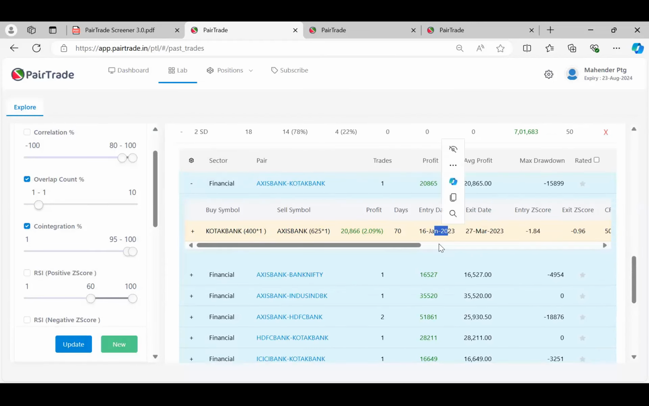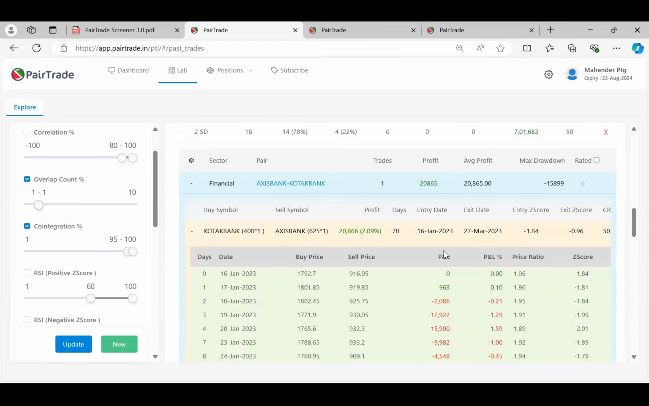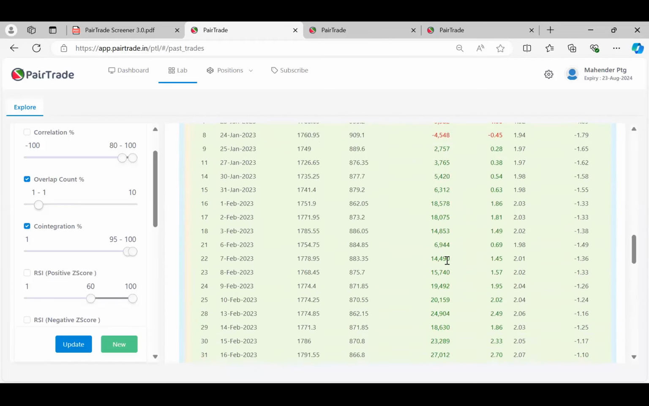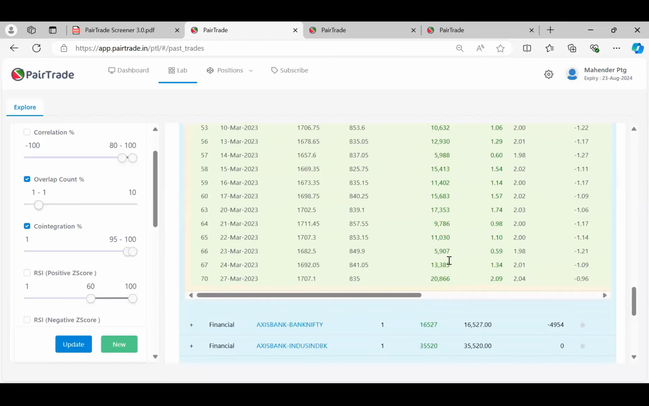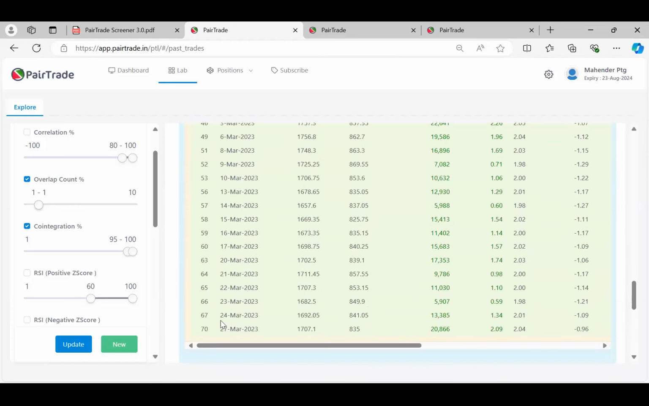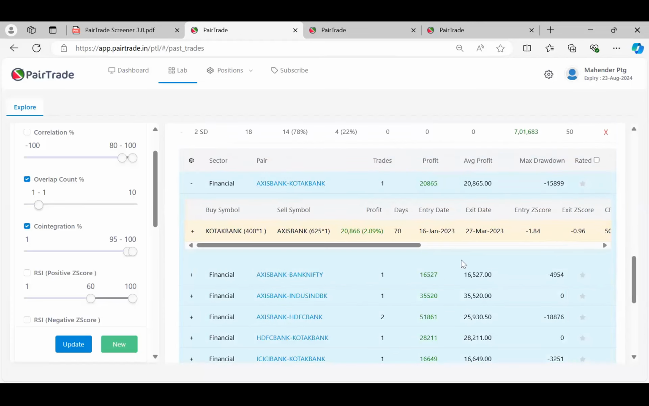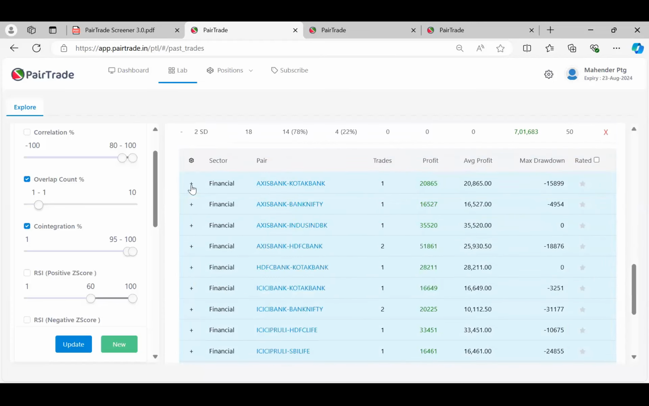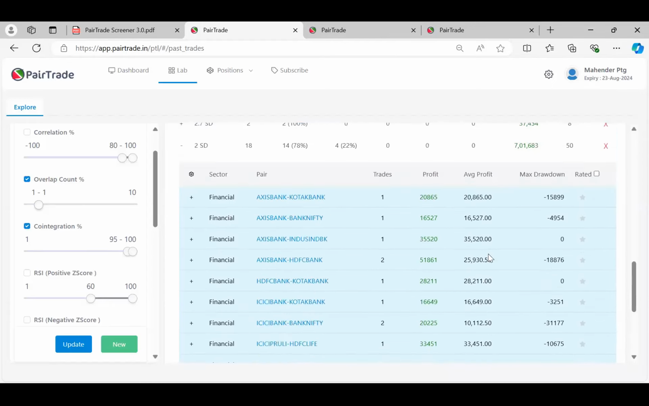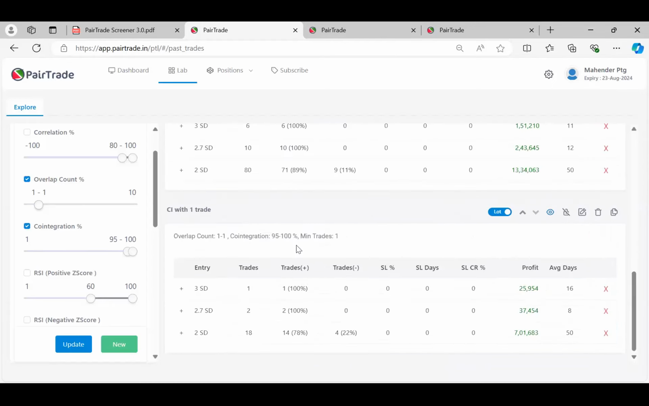This is 2023. I can further expand and see how the pair has performed. Here we are not using any stop loss, so the trade has continued till 70 days. So depending upon your funds, depending upon your risk profile, you can play with the combinations, right?